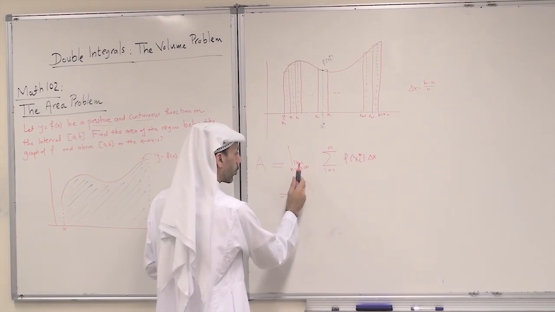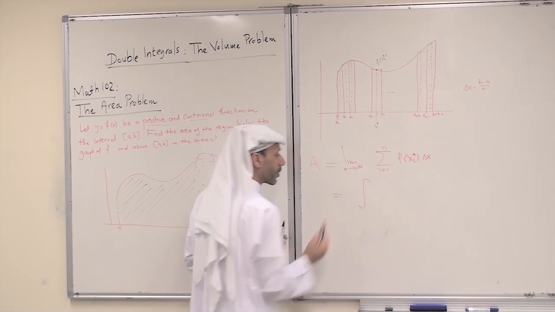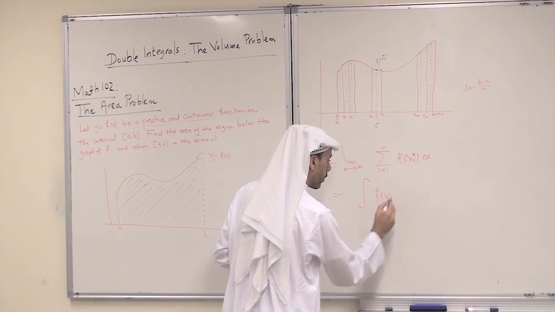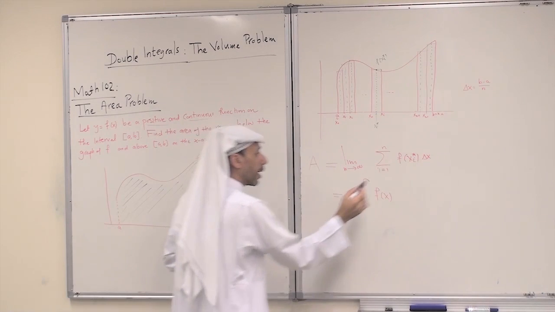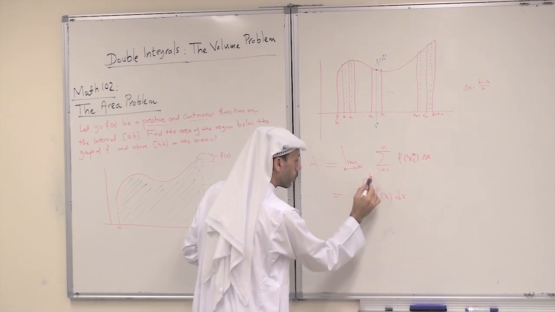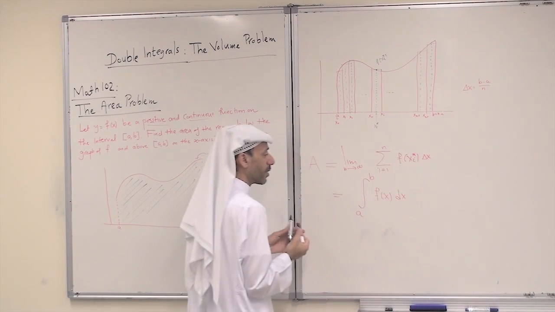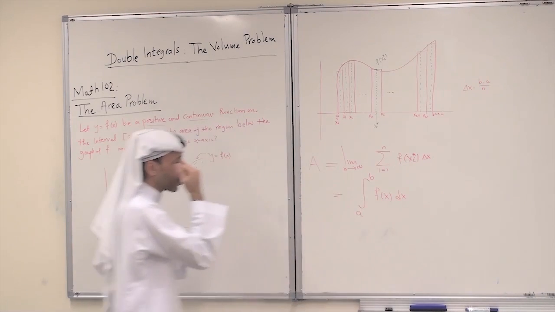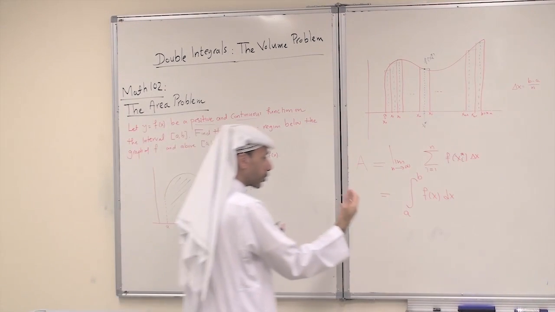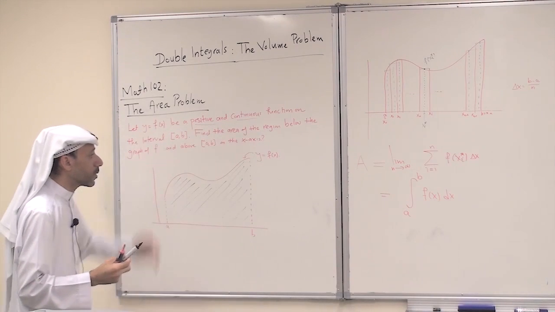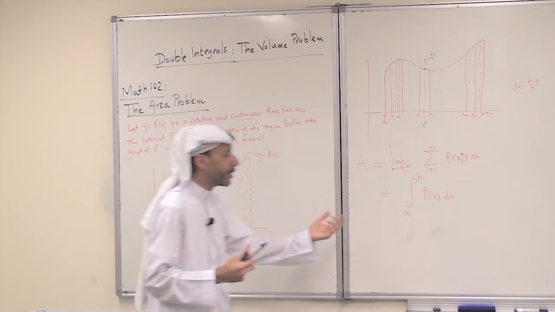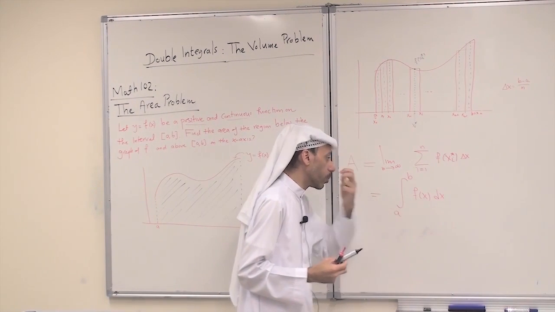We take the limit of a sum, and we write it as the integral sign. Of f of x i star, we write it as just f of x. So just replace x i star with x. And of delta x, we write it as dx, over the interval a to b. So a limit of a Riemann sum is written as an integral of a function of one variable. So this is the solution of the area problem. If the function is positive and continuous, then the area of the region below the graph of f and above the interval is given by the integral of f of x dx from a to b.